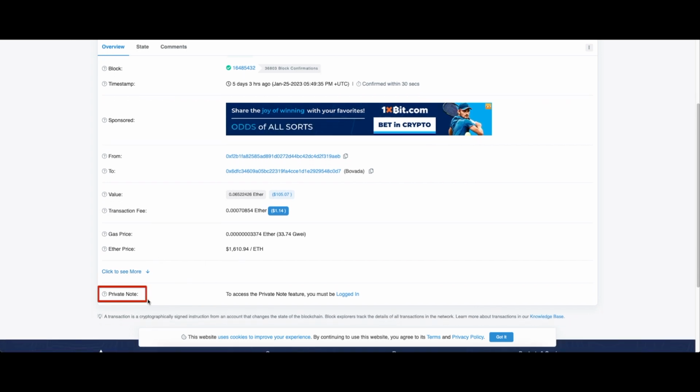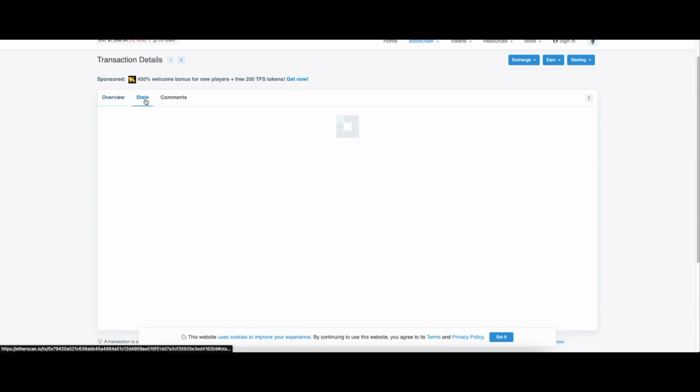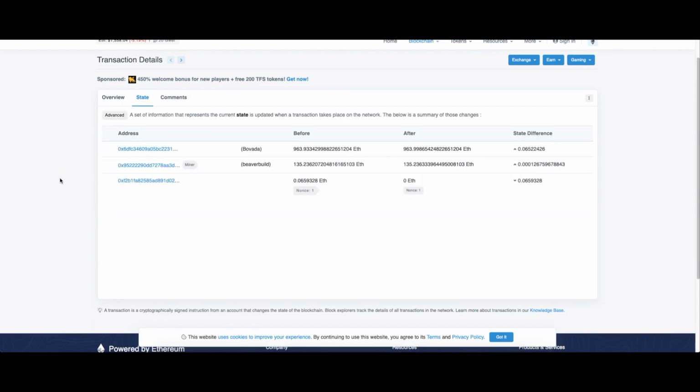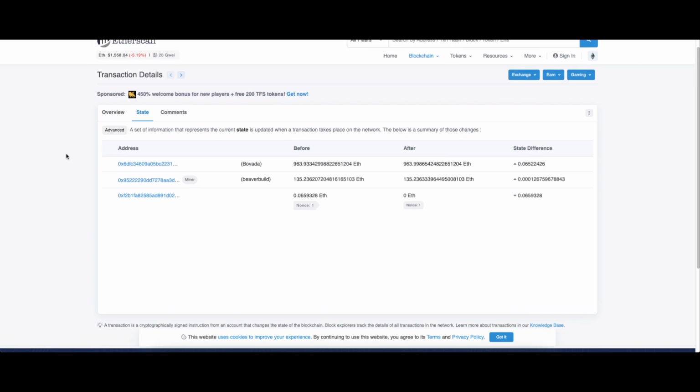We also have the private note, and as mentioned in previous videos, this gives the ability for someone with an Etherscan account to assign notes to a specific transaction for record keeping or tracking or accounting purposes. Stay tuned for future tutorials on creating and using accounts on Etherscan from Gilded. The next tab that we'll check out is the State tab. In the State tab, you can view the before and after Ether balances for each of the addresses involved in a transaction. It will include the difference between the before and after balances as well, which is a very helpful tool for accounting purposes.